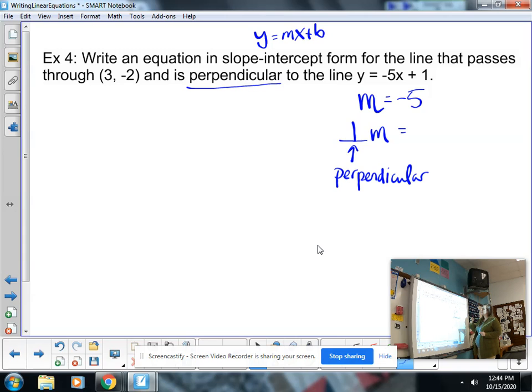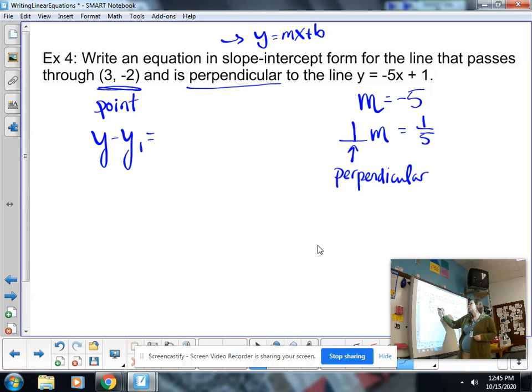So if the slope of my line is negative 5, the perpendicular slope, I'm going to flip that, change the sign. The perpendicular slope is going to be a positive 1 over 5. So now I have a slope. I have this thing here, and this is merely a point. It doesn't tell me the y-intercept, so I can't jump straight to this y equals mx plus b equation. I have to do something else first. And that's where the point slope form comes in.